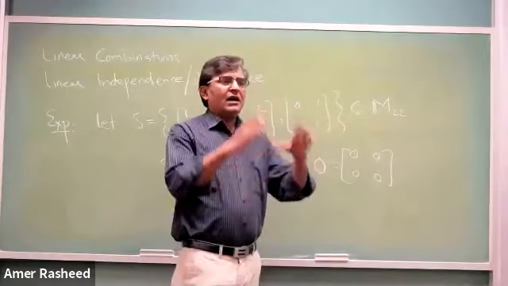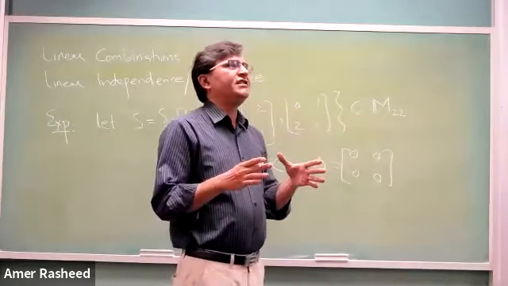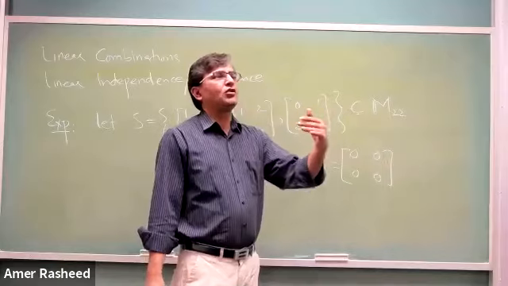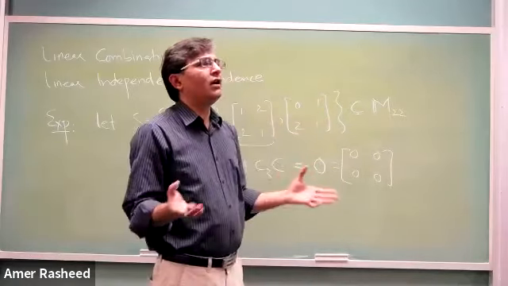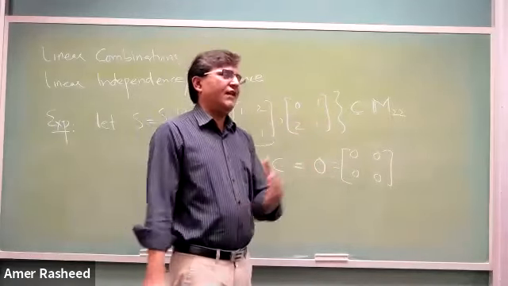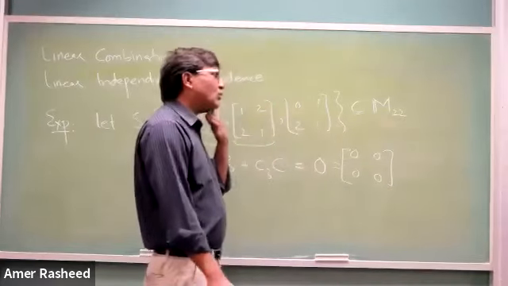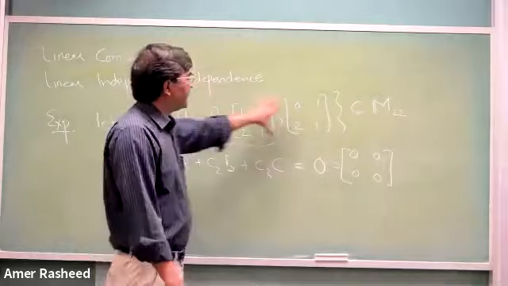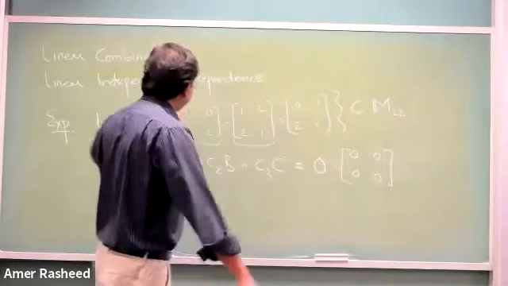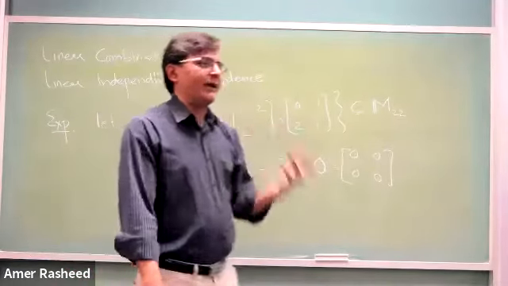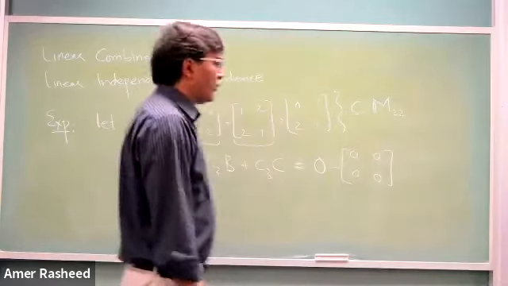Okay. In order to solve that homogeneous linear system, you write the corresponding augmented matrix and solve for c1, c2, and c3. If c1, c2, and c3 are all 0, then we say that these matrices, or this set of matrices, is linearly independent. I hope you can do it.